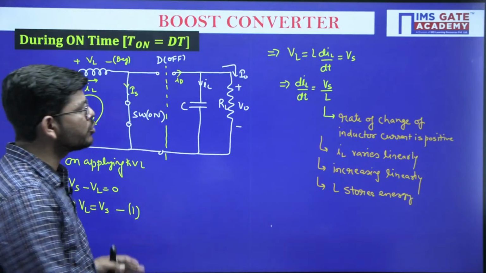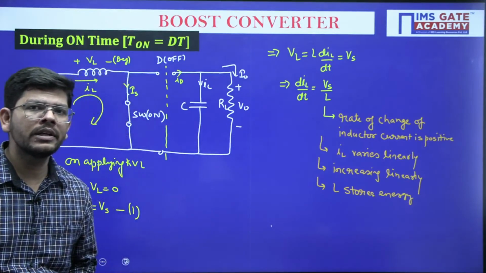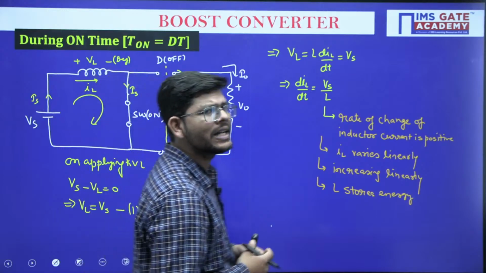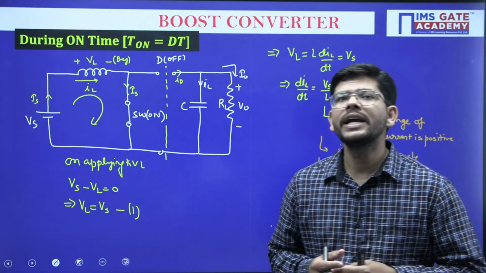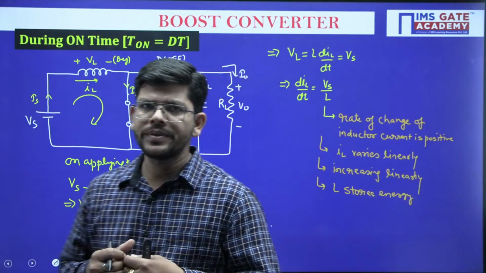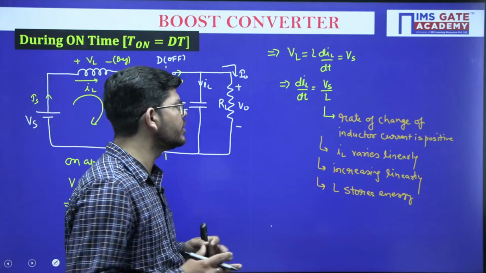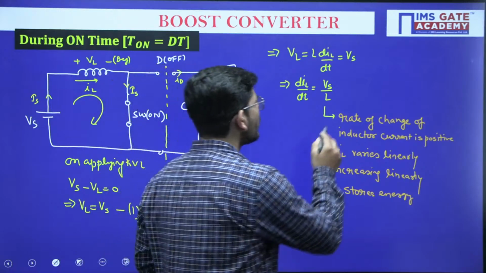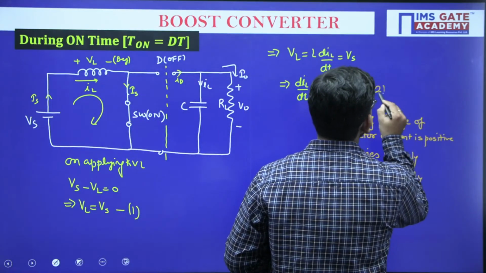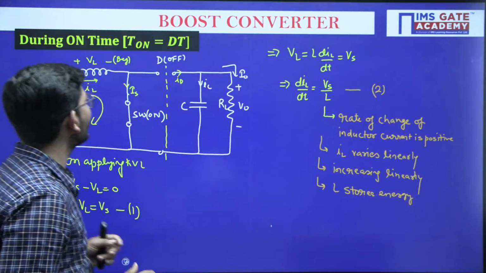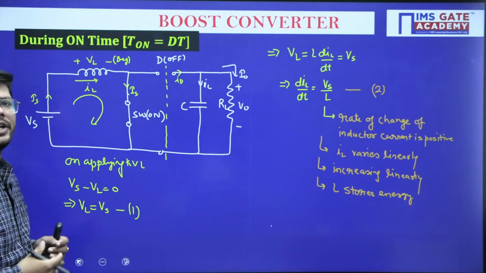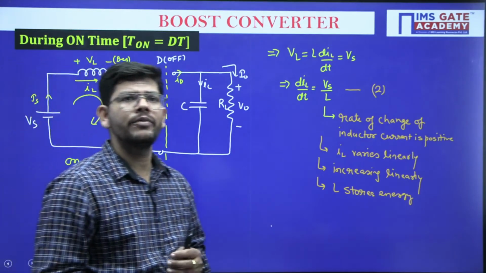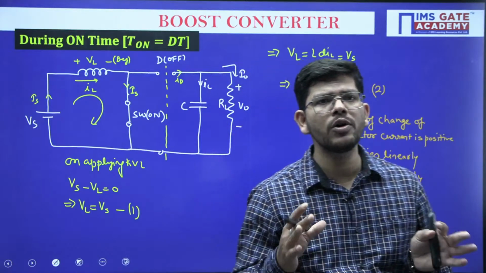So when the switch is on, that always happens. When the switch is on, inductor current will increase linearly and the inductor will store energy. This is what is happening when the switch is turned on and the diode is off. Let me call this equation number 2. This is exactly happening during the on time, T on, which may be written as DT, where D is the duty cycle. You all know about that.